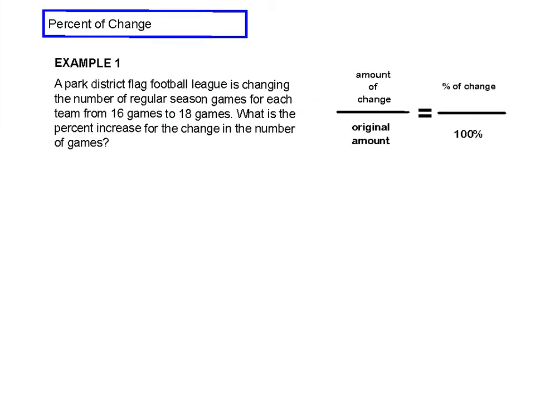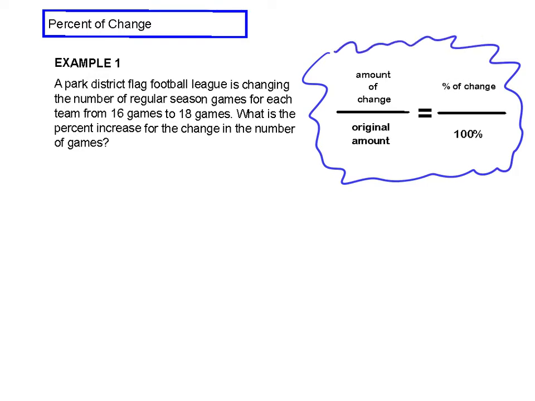Example 1. A Park District Flag Football League is changing the number of regular season games for each team from 16 games to 18 games. What is the percent increase for the change in the number of games? What we are going to do is use the formula. Well, not really a formula, but a proportion to solve these problems.